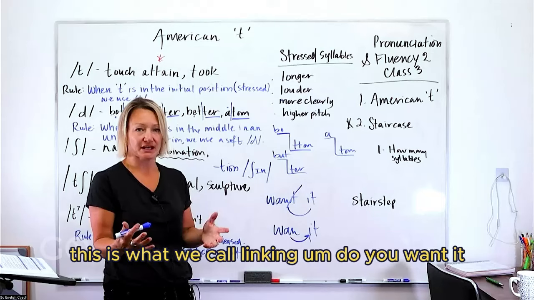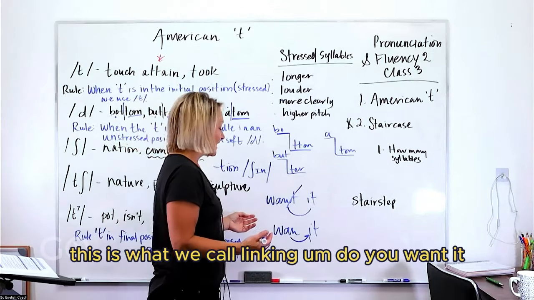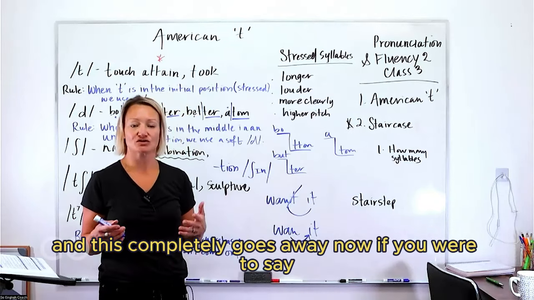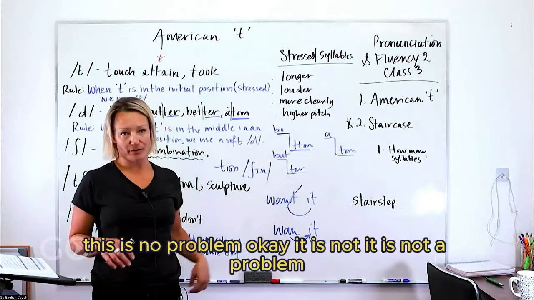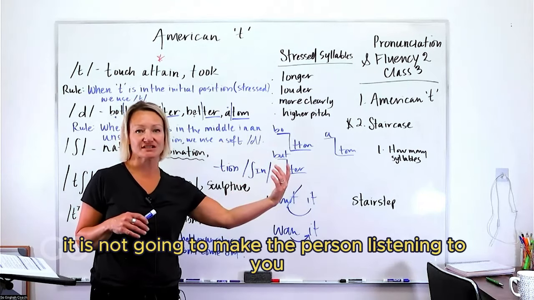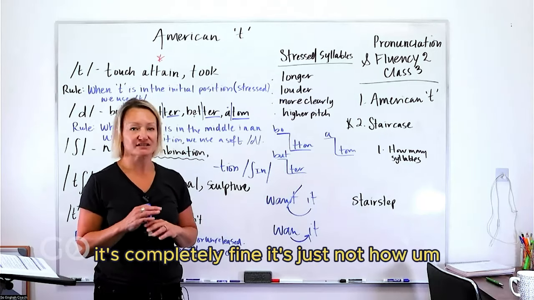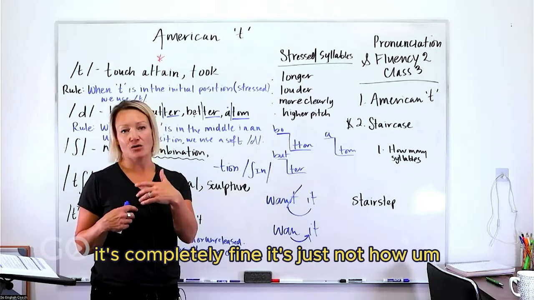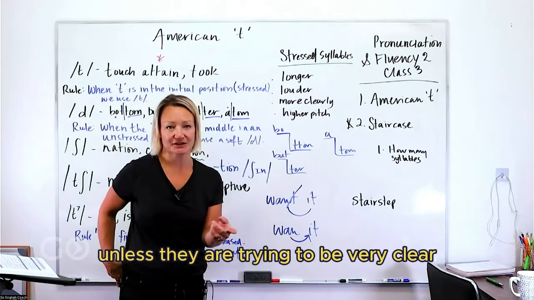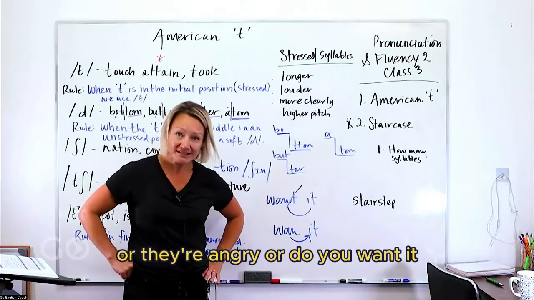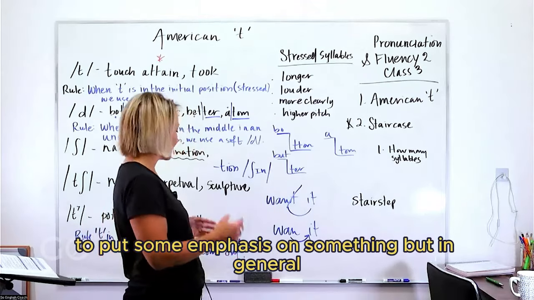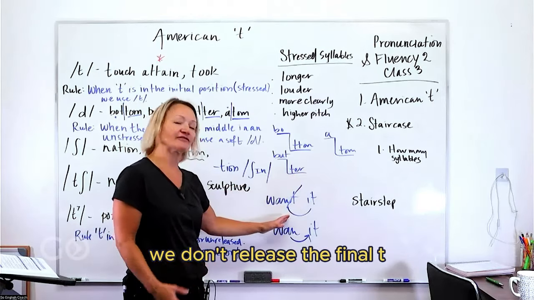This is what we call linking. Do you want it? And this completely goes away. Now, if you were to say, do you want it, this is no problem, okay? It is not a problem. It is not going to make the person listening to you confused. It's completely fine. It's just not how a native speaker generally speaks, okay? Unless they are trying to be very clear or they're angry, or do you want it? Maybe then it would be to put some emphasis on something. But in general, we don't release the final T.